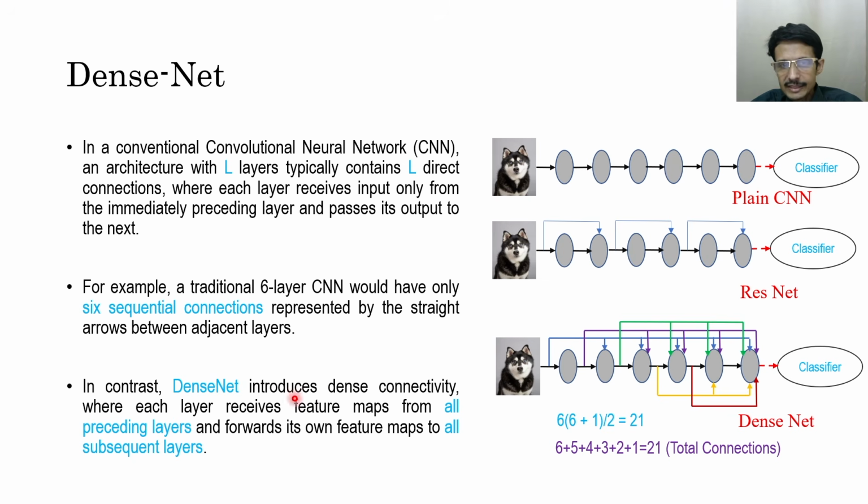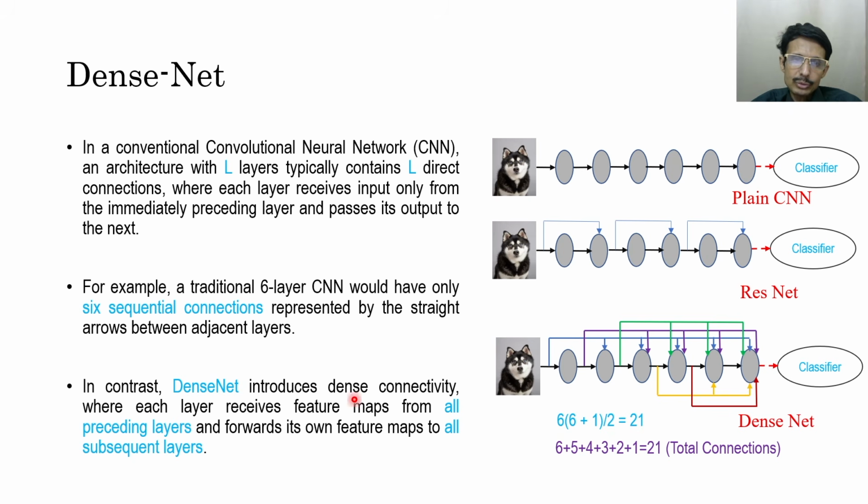In contrast, a DenseNet introduces dense connectivity. So in total, how many? It is L into L plus 1 by 2. L is equal to 6 here, so 6 into 6 plus 1 by 2 gives 21. Now how can we get this? From here, that is 1. From this, 2, 3, 4, 5, 6. So from here 5, from here 4, from here 3, and 1. If we add all this, we get 21. So it is the formula.